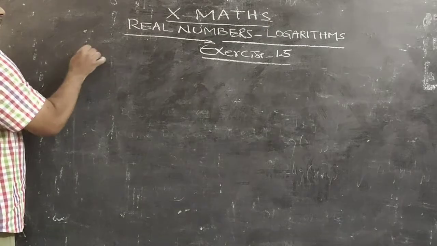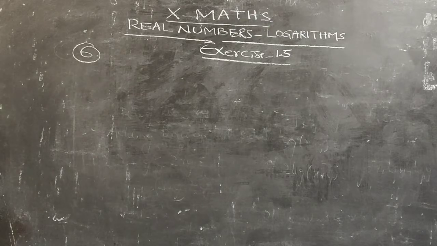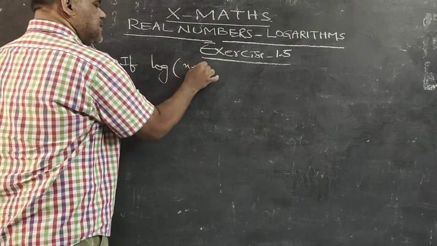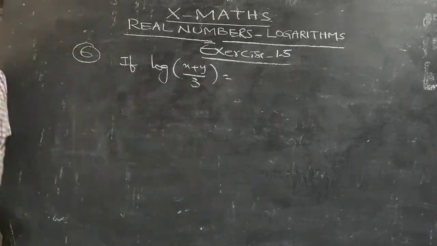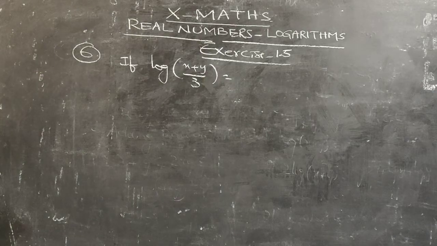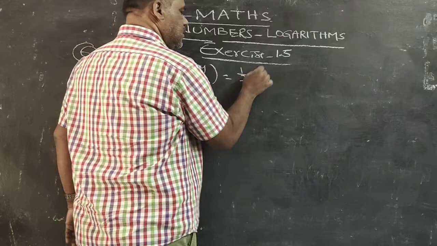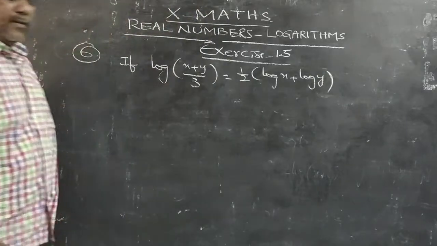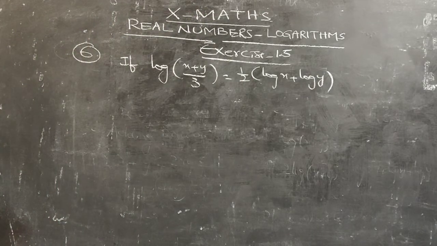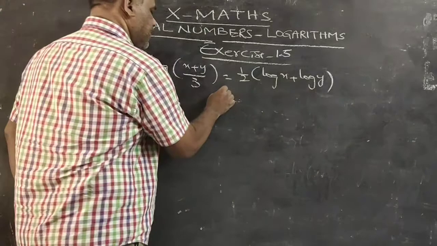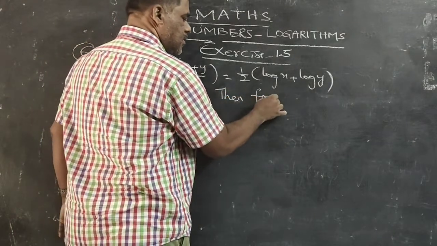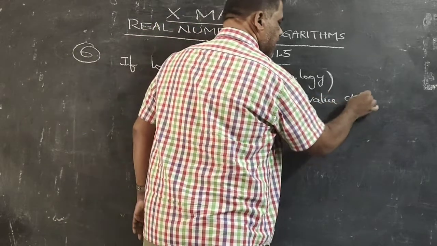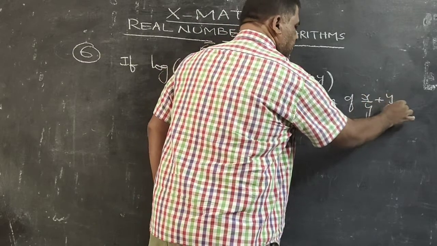Right, question number 6. If log of (x plus y) by 3 is equal to 1 by 2 into (log x plus log y), then find the value of x by y plus y by x.